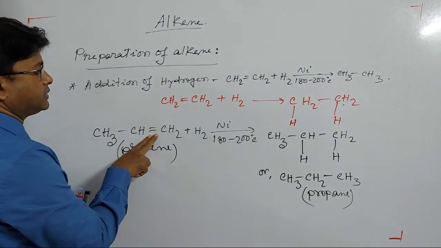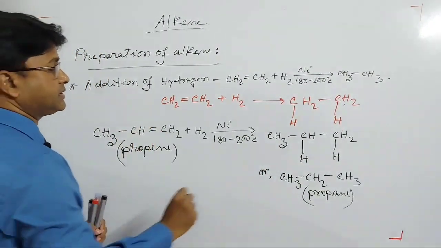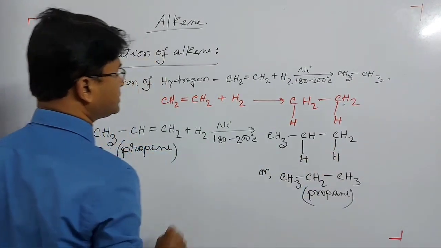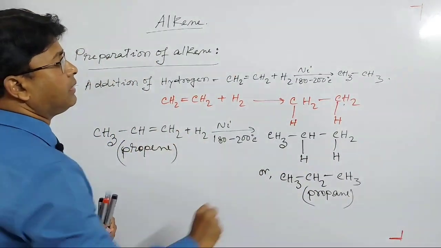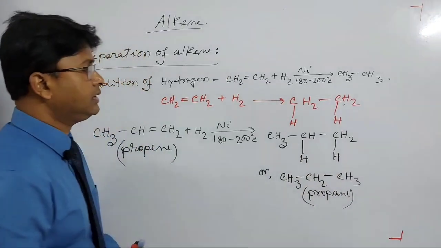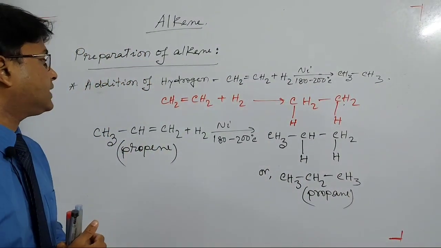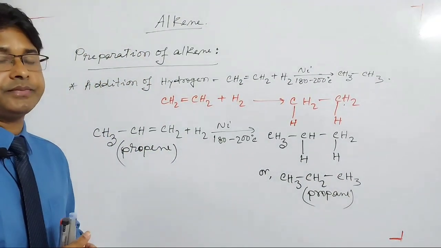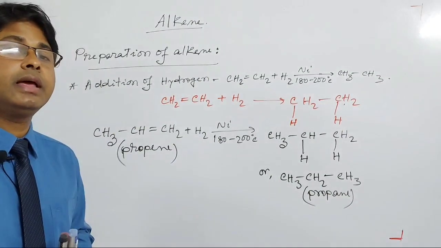Here one bond of the carbon-carbon double bond is broken to form two new bonds, and two hydrogen atoms combine with the two new bonds. That's all about the addition of hydrogen with alkene.